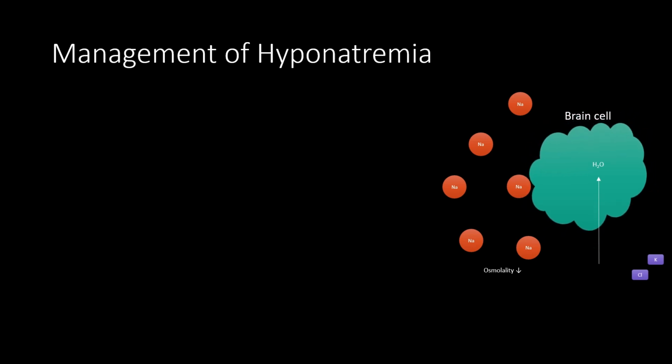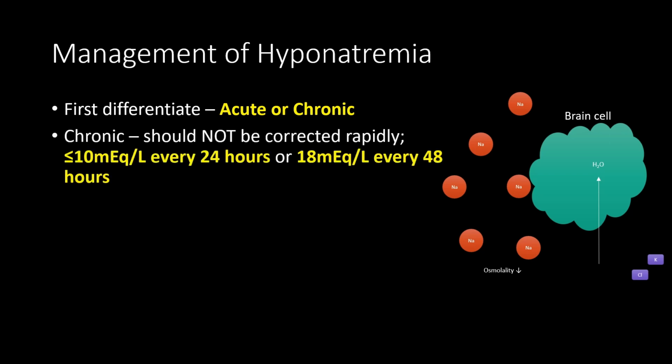This happens when the hyponatremia is chronic. So in a chronic case of hyponatremia, the intracellular osmolality is also low due to the extrusion of intracellular osmotic substances like potassium chloride and organic osmoles. So for management of hyponatremia, first we need to differentiate acute or chronic, because if it is chronic, we need to treat it slowly. If it is acute, we can correct it rapidly. Why? We'll learn in a bit. So chronic hyponatremia should not be corrected rapidly.